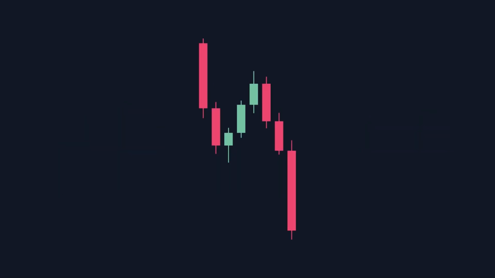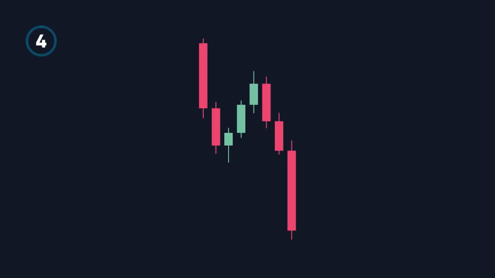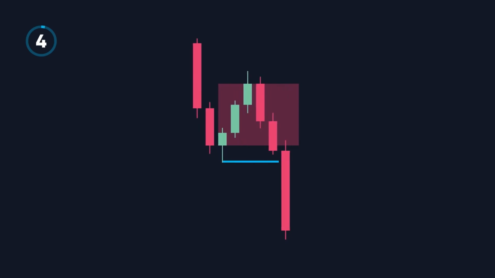Now let's move on to the next step for finding high probability order blocks, which is that you should only use order blocks that are unmitigated. Here we have another example of a chart, and with a little bit of analysis, we can see that there is a valid bearish order block, which is also overlapping with a bearish fair value gap, which means it passes the criteria to be a high probability order block.